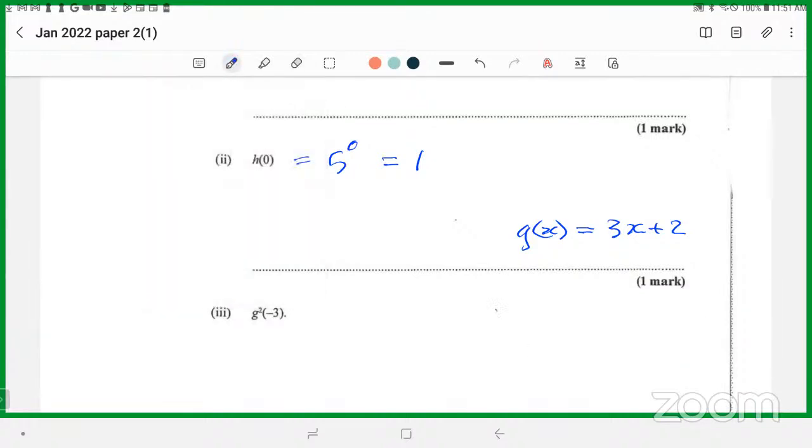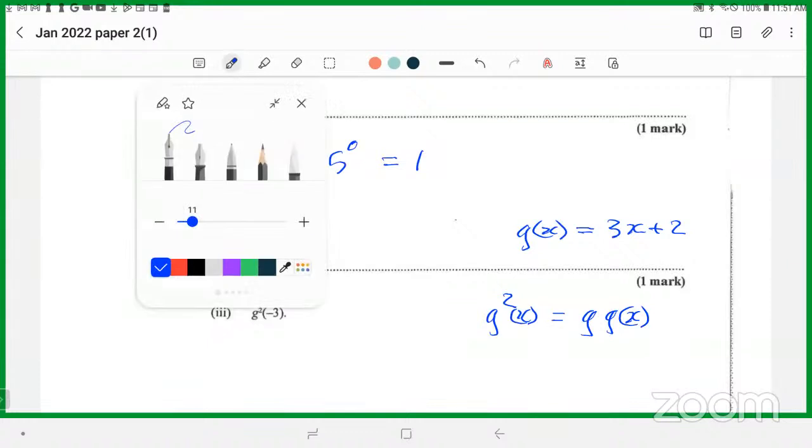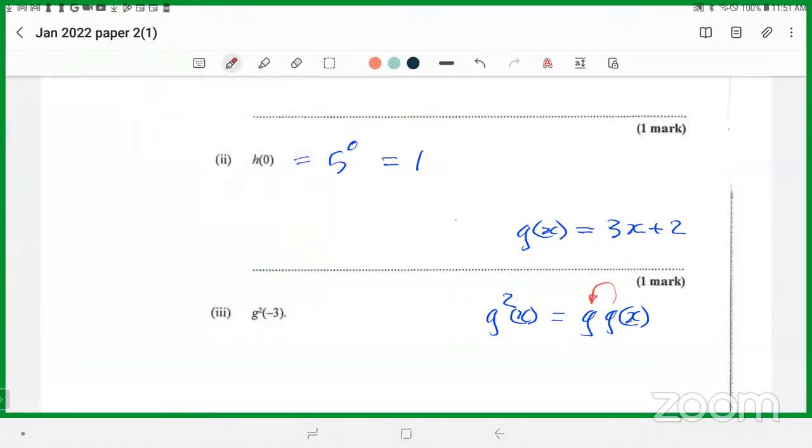So g squared of x really means g of g of x. So you're compositing g on itself. So it would mean that you're putting g back into g. So it's almost like you have 2 g's. So you have another g of x right here, g of x, same 3x plus 2. And this means you're taking one of them and substituting into the x of the other. g into itself, g into g.